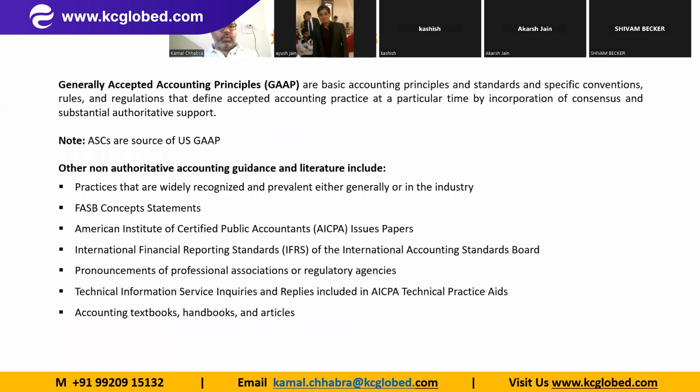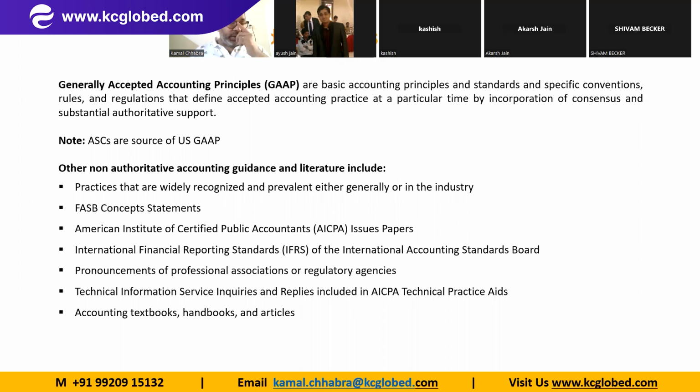So now, generally accepted accounting principles are basic accounting principles and standards and specific conventions, rules, and regulations that define accepted accounting principles and practices at a particular time by incorporation and consensus. So ASC is the source of US GAAP. Accounting Standards Codification is the key source of US GAAP, right?